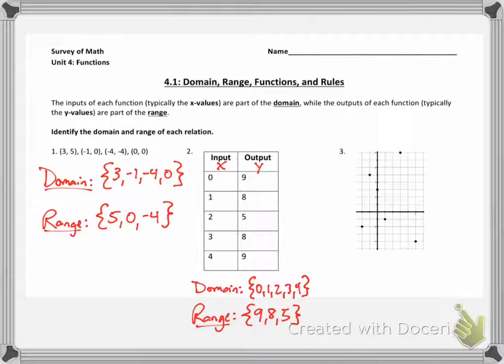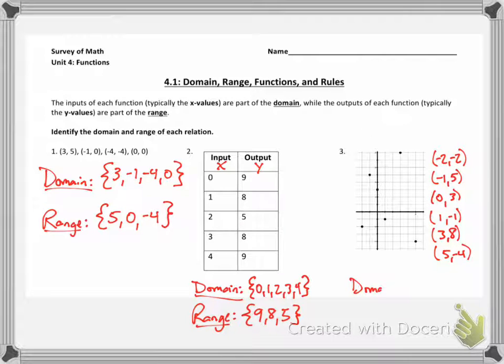The other way that you can pull domain and range is if I give you a graph. Now this here just has several points plotted, so what would make it easier is to list the ordered pairs first, and then it'll make it a lot easier to pull off those numbers. So, looks like the ordered pairs that I have are -2, -2, -1, 5, 0, 3, 1, -1, 3, 8, and 5, -4.